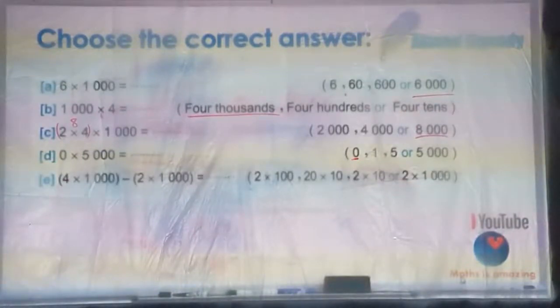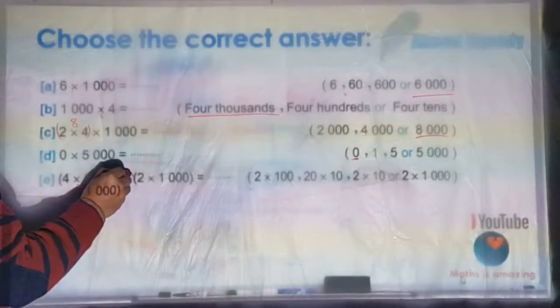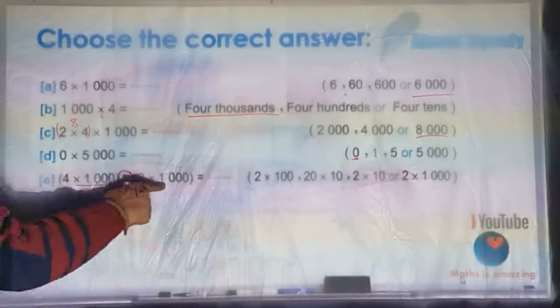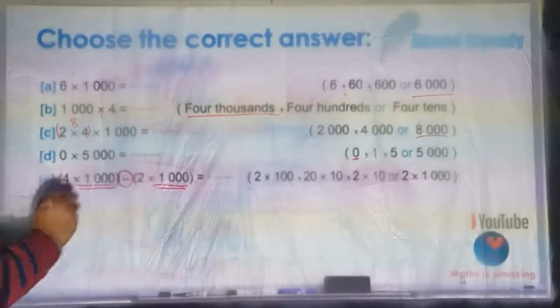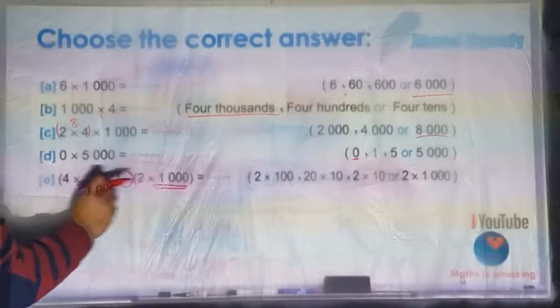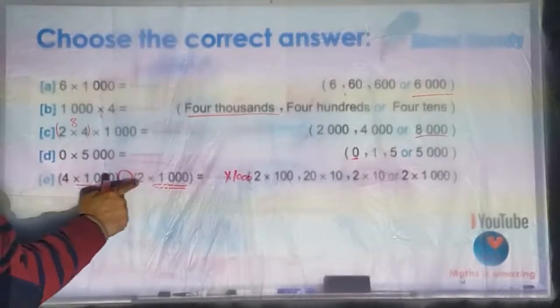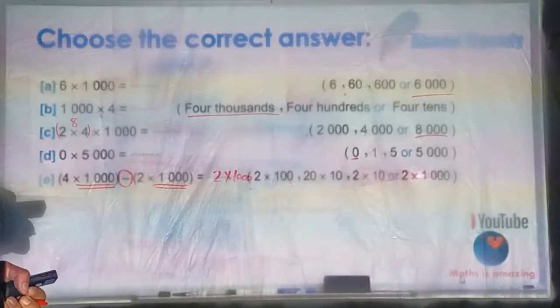This is a good situation. 4 times 1000 minus 2 times 1000 equals what? Notice that we have now a subtraction operation, minus, between 2 multiplications: 4 times 1000 and 2 times 1000 again. We can leave 1000 here as 1000 and subtract 4 minus 2, it will be 2. 2 times 1000 equals what? Any one of them? Yes, this one.